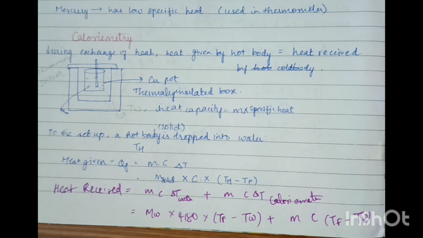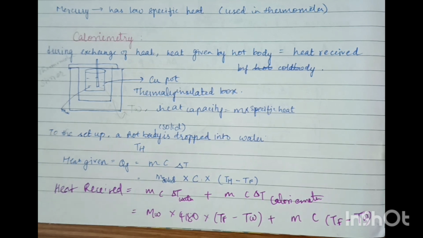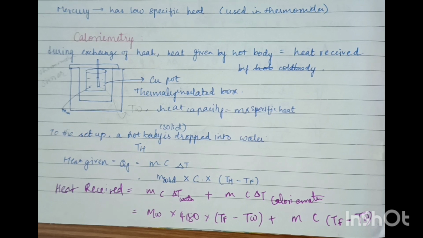Before that I will say one thing. Initially we are dropping a ball or a hot object which is at temperature TH, and the initial temperature of the water and the calorimeter, because they are in contact with each other, will be the same, that is TW. So the initial temperature of the solid is TH and the initial temperature of the water and calorimeter is TW. On dropping the ball, their temperatures change, because the ball loses heat and these two gain heat. So the final temperature will be something different, that is TF, T final.